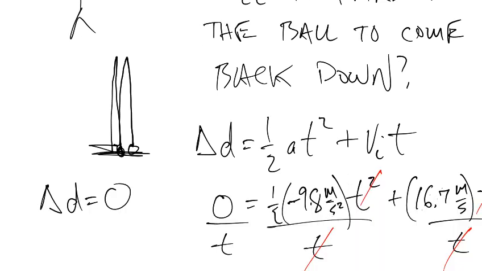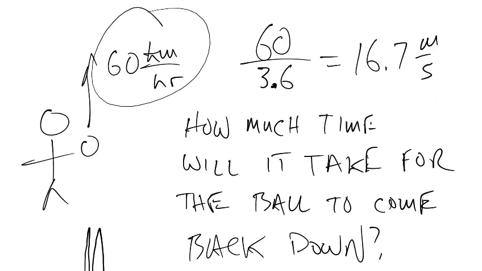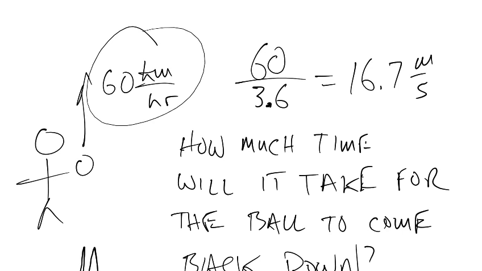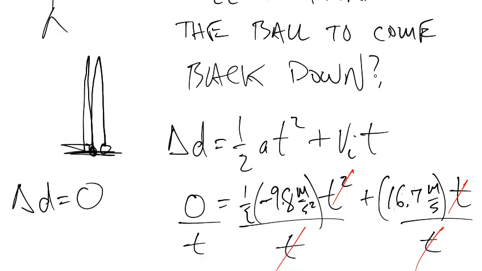Now if I solve for T, I'm going to get negative 16.7 divided by negative 4.9 gives me T, and my answer is 3.4 seconds. So it's going to take 3.4 seconds for the ball to come back down to the person who threw it up at that velocity. And by the way, 60 kilometers per hour is achievable by a human. Thanks for watching. See you next time.